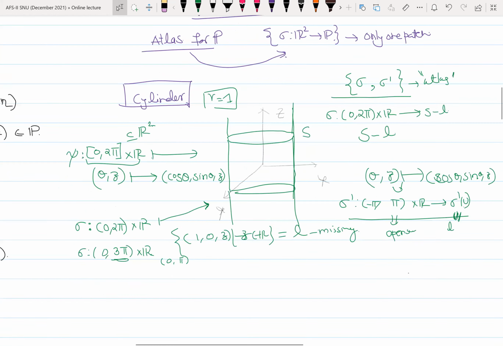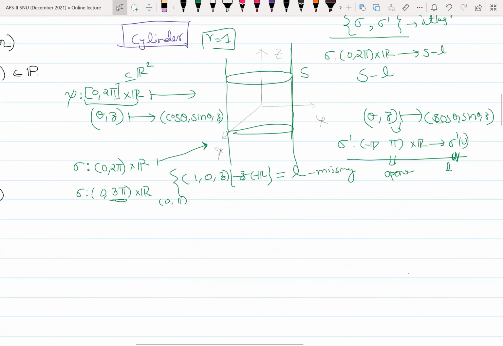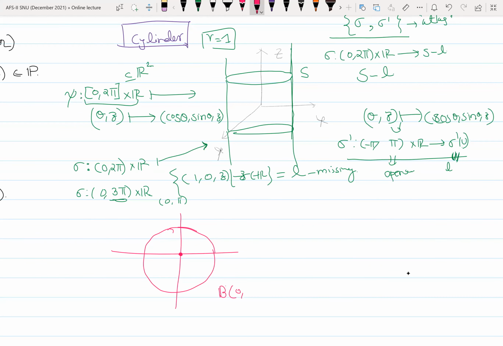See, I'll just give you an idea. You have to write it down. What you do is, you take a disk, and you remove this 0, 0 from here. So what I have is this open disk minus 0, 0, which I am removing from here.